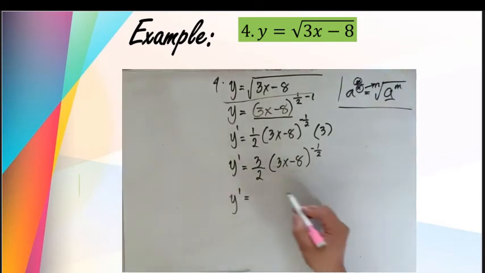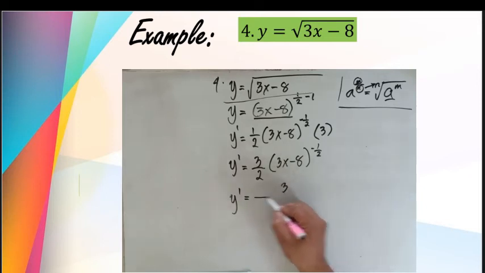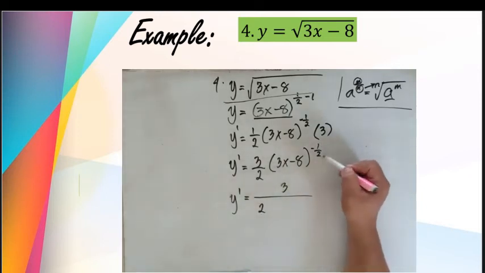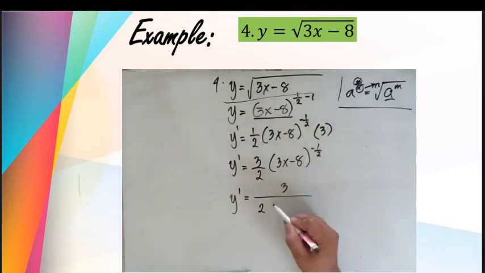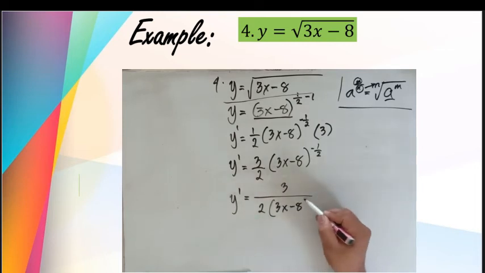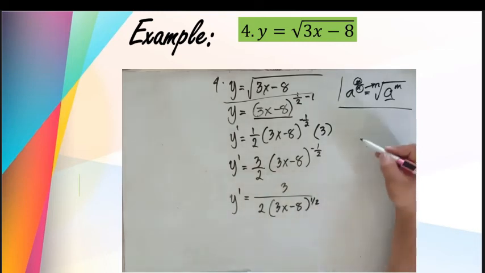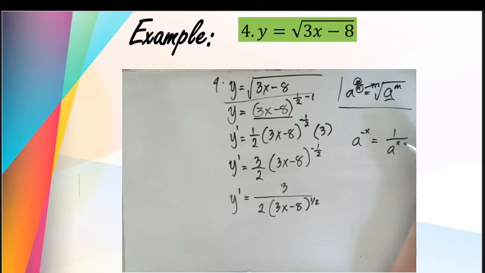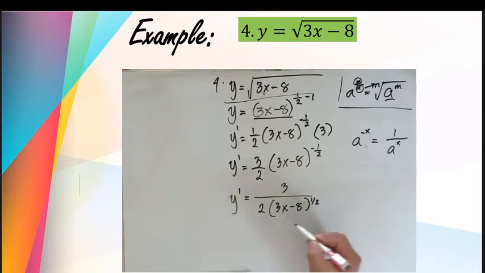So let's do it. Here we have 3 halves, and since the exponent is negative, to make that positive, let's put that in the denominator. So we have 3x minus 8 raised to positive 1 half. According to one of the laws, let's say we have a raised to negative x. For you to make the exponent positive, we will put a raised to negative x below, to make that negative exponent be positive. Now let's go back here.